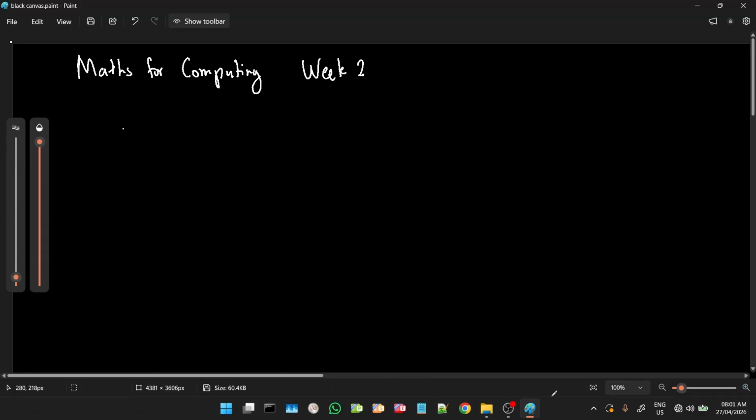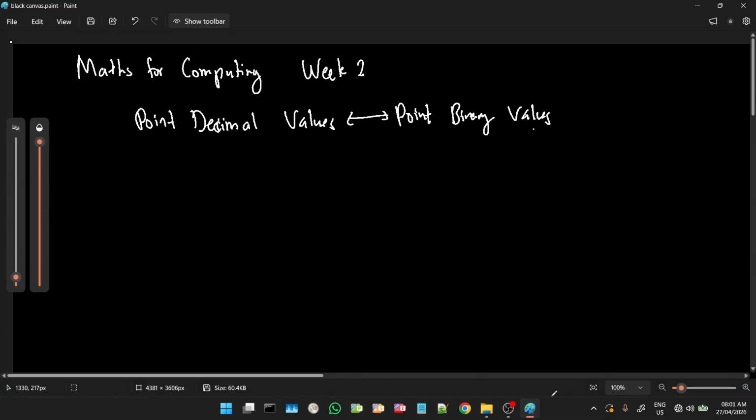There is something I forgot to teach back in week 1, which is point decimal values conversion with point binary values. So, let's say you have a number as 10.625. How do you convert this number to a binary value?